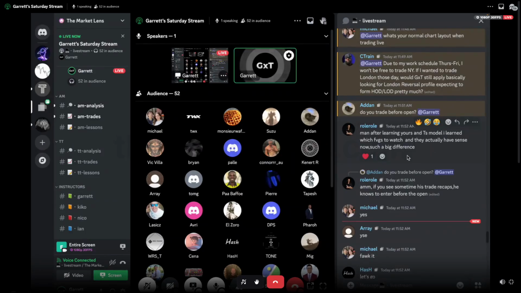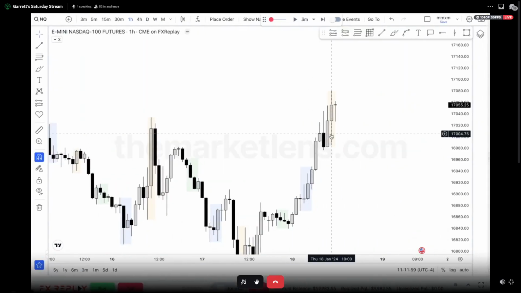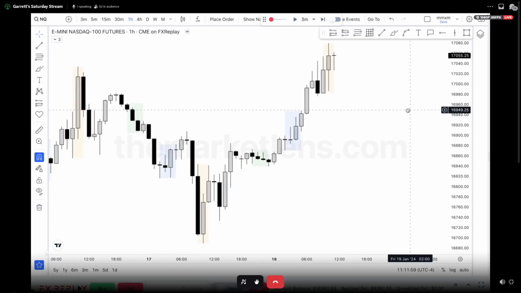Due to my work schedule, Thursday, Friday, I won't be able to trade. I won't be free to trade New York. If I wanted to trade London these days, would GXC still be available basically for the reversal? Yeah, so here's how you would trade London reversal. It's pretty specific in my opinion.